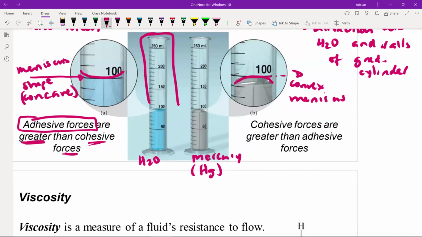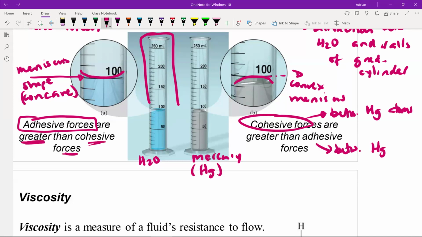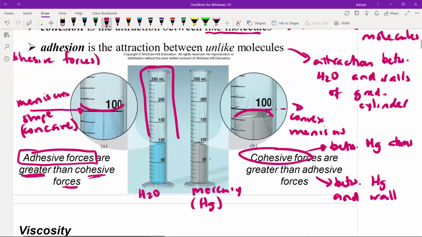And the reason for the difference in shape is because the cohesive forces between the mercury atoms are stronger than the adhesive forces between the mercury and the walls of the graduated cylinder. And as a result, that convex shape becomes adopted in mercury, compared to the concave shape that we see in a typical water sample when it's in a thin tube like a graduated cylinder.